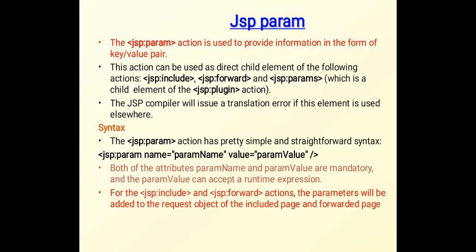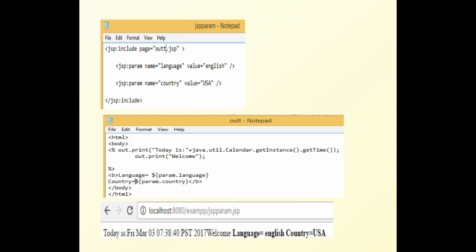JSP colon param, with parameter name and value, can be used as jsp:param name equals to param name, value equals to param value. Both of the attributes, param name and param value, are mandatory, and the param value can accept a runtime expression. For the JSP include and JSP forward actions, the parameter will be added to the request object of the included page and forwarded page. This is the example for parameter name and value.